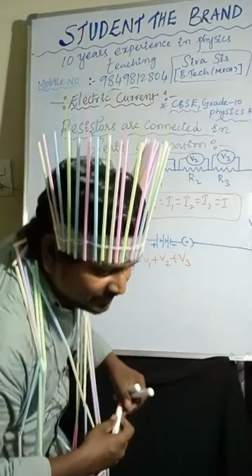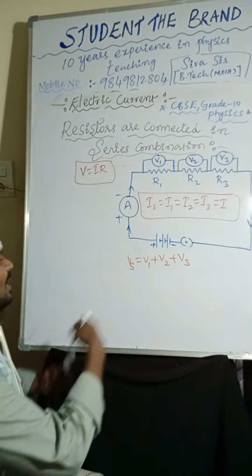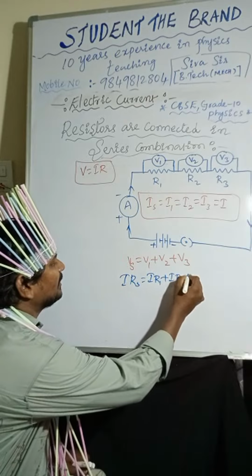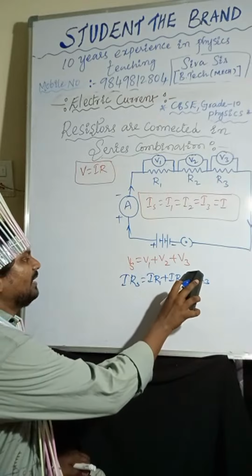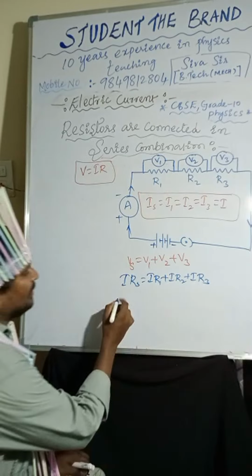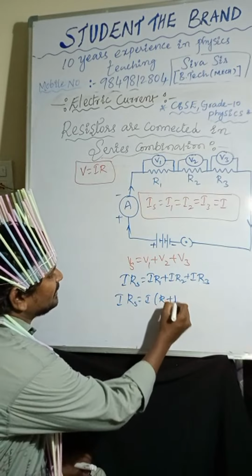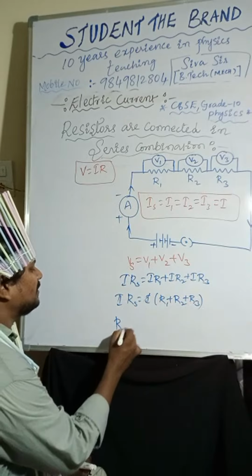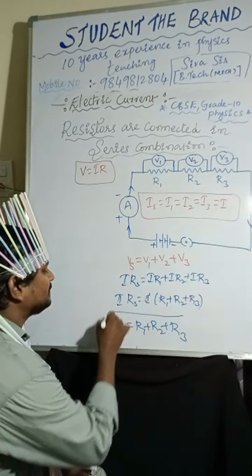That is, IRs equal to IR1 plus IR2 plus IR3. Now I take I common: Rs equal to R1 plus R2 plus R3.